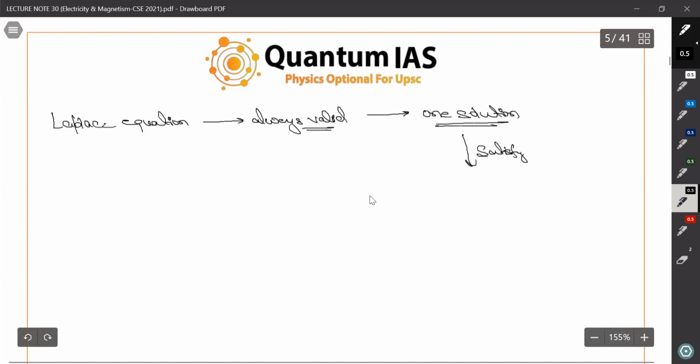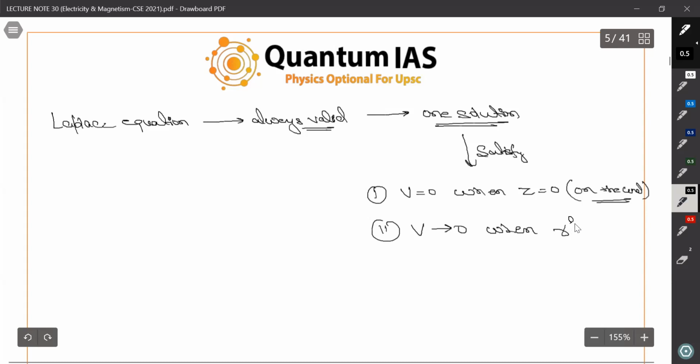For example, the first boundary condition is V equals 0 when z is 0, meaning on the conductor. On the conductor, the potential is 0 there, right? Now, the second thing is that V tends to 0 when r squared is much greater than d squared, right? r is the position of the given point, where r squared equals x squared plus y squared plus z squared, right? These two conditions.